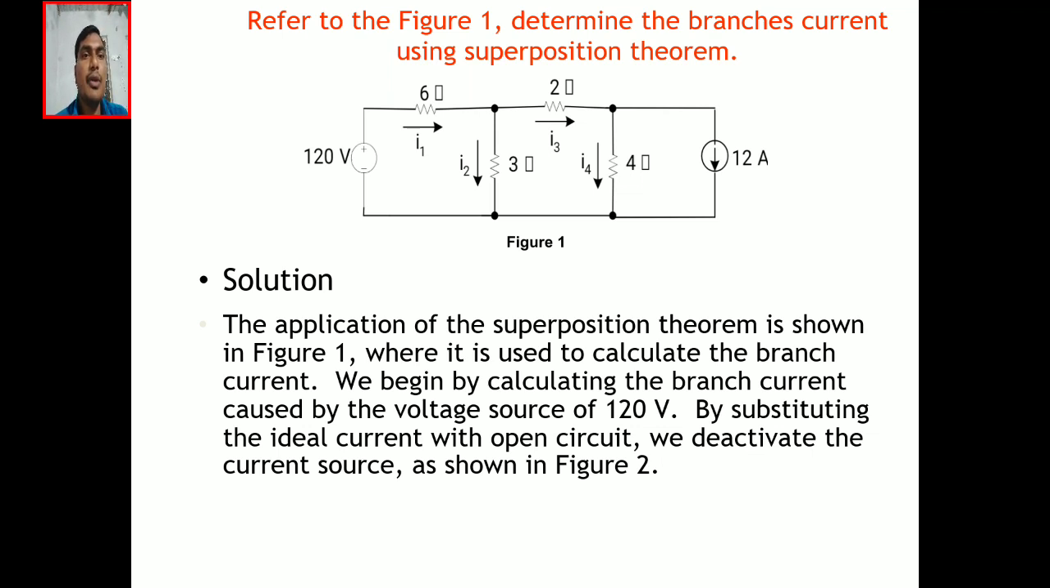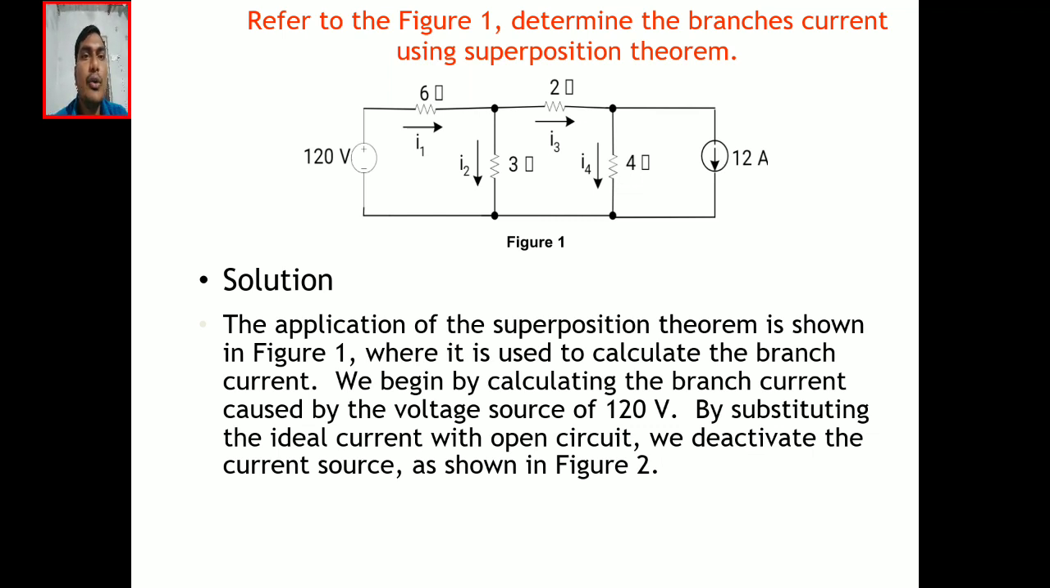We will solve this problem by finding the current through each element, the response of each element, using each source. See here, the application of superposition is shown in the figure. We have to calculate the branch currents. There are two sources. If we write it using KCL and KVL, we get three equations, and it takes much time to solve them. So superposition makes it easy by considering each source alone.